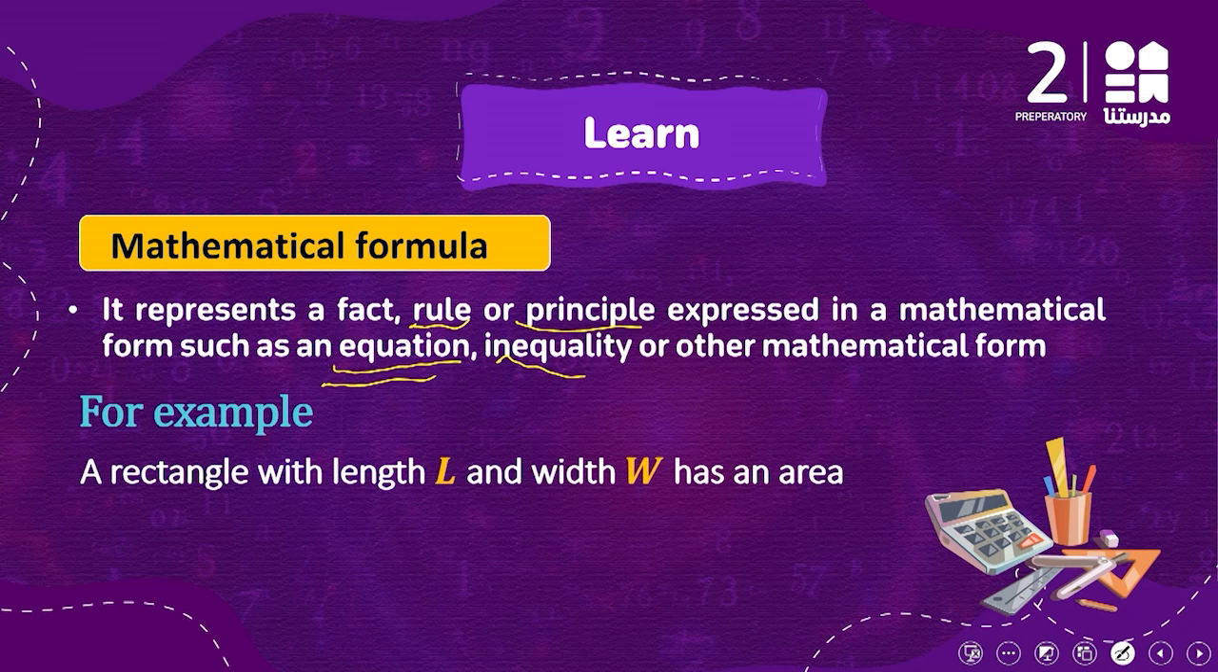For example, a rectangle with length L and width W has an area. To find this area, for sure you know the rule is A, which is equal to length times width.